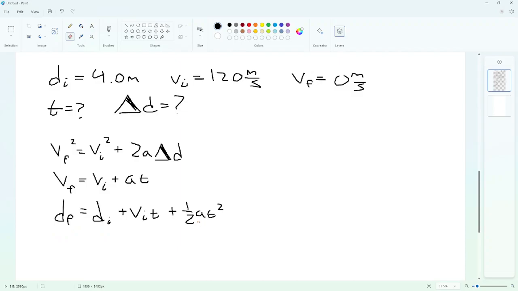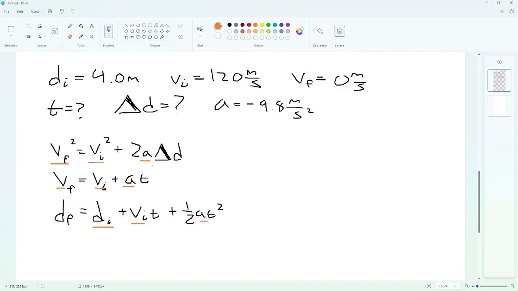Okay, as always, I will underline what values I have. We have velocity final, initial, acceleration. Oh, I forgot to write down that we have acceleration. Acceleration is equal to negative 9.8 meters per second squared. Okay, cool. So we have acceleration, we do not have distance. We have final velocity, we have initial velocity, we have acceleration, we do not have time. We have initial distance, we have initial velocity, we do not have time. We have acceleration, but we do not have time. We do not have final velocity.